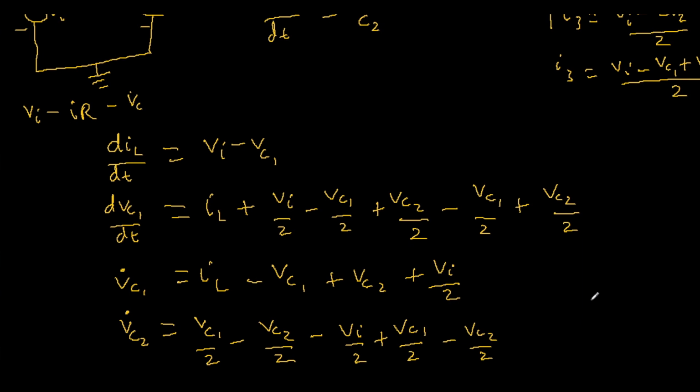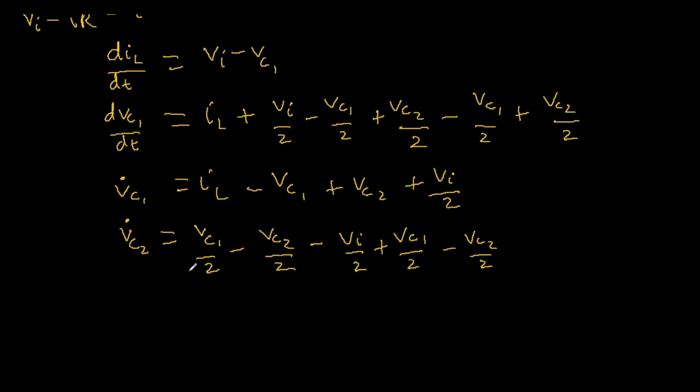And once again, this can be simplified to give us VC2 dot. Let me write it on the same line just so that I have space to work. So it's equal to VC1, there's no IL term in this, VC1 minus VC2 minus VI over 2. And now we have our state equations.